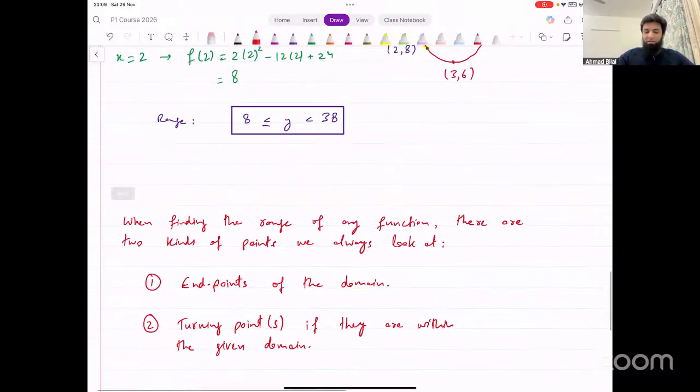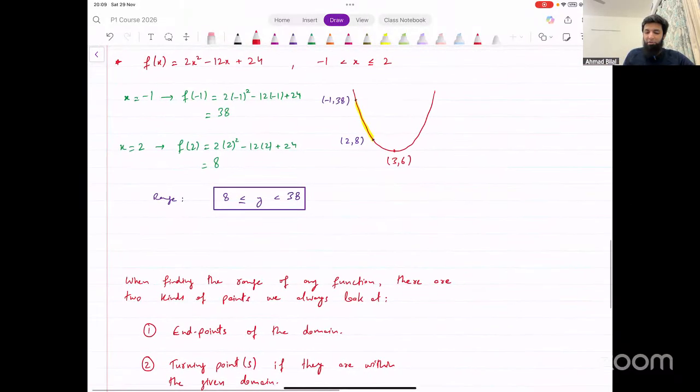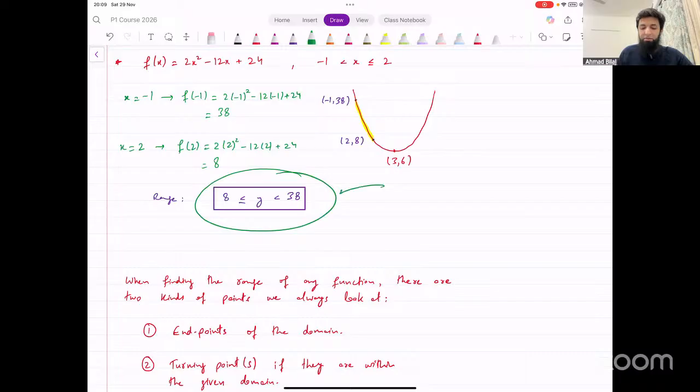For example, in the last example that we saw here, the turning point was outside the domain. It was not inside the domain, right? The domain was from -1 to 2. Even though we still had to find the turning point to check if it falls inside or outside. In this case, the turning point was outside the domain. Since it was outside the domain, we say that is not going to be considered in the range, because the range in this case was just 8 to 38. We did not use 6 there.